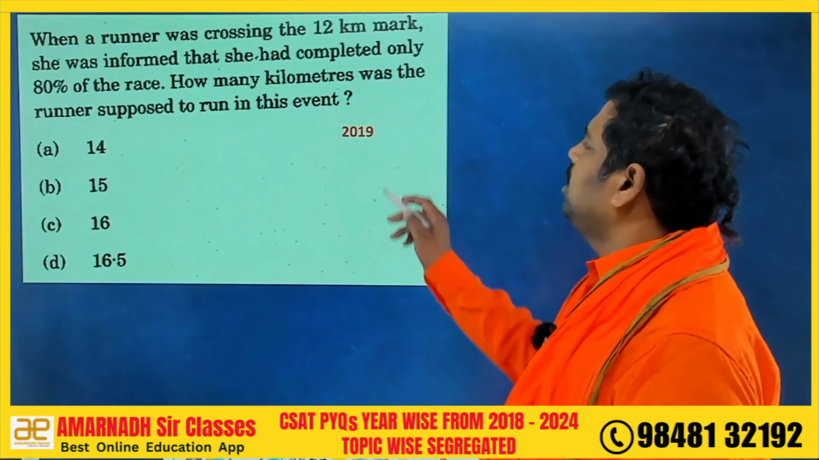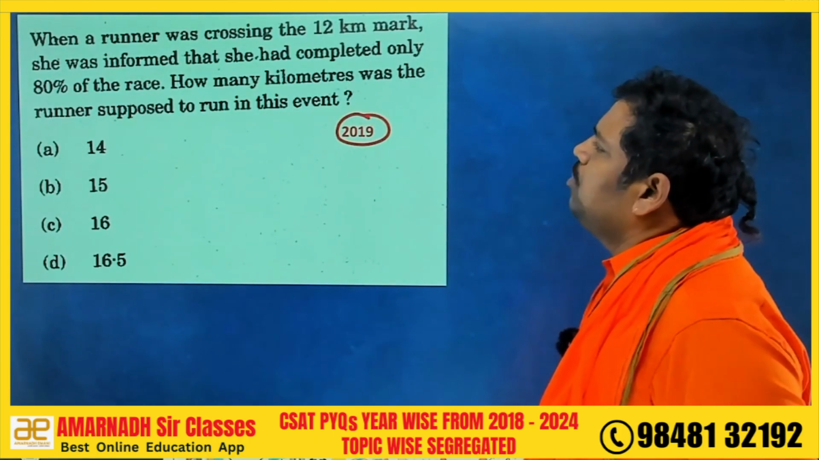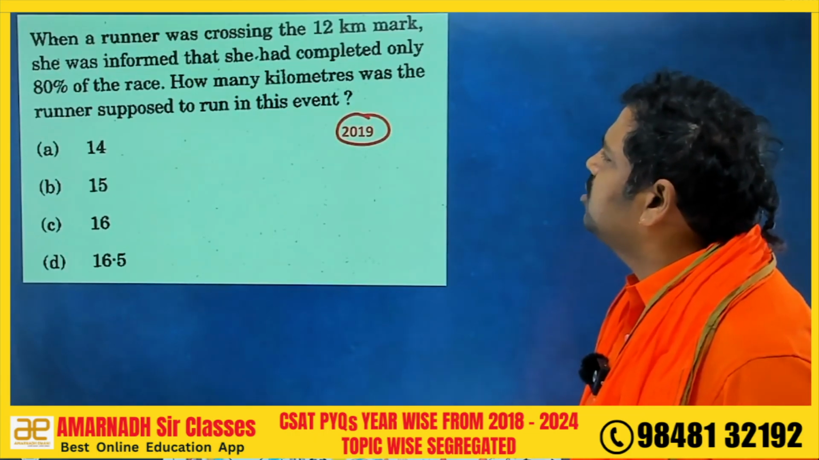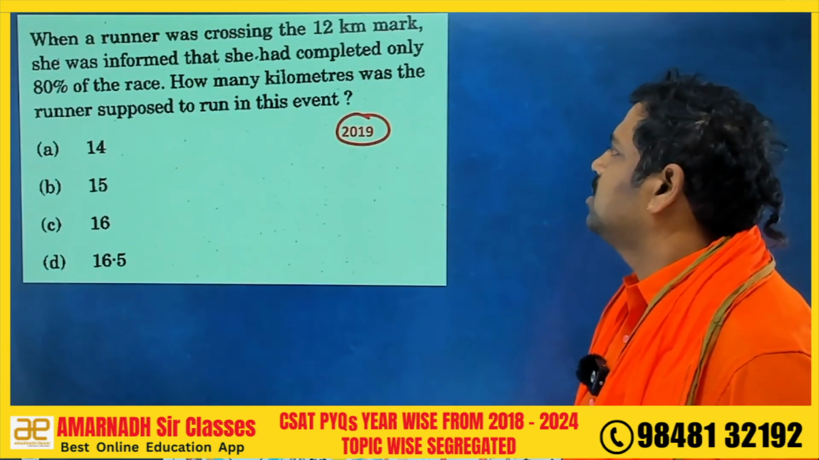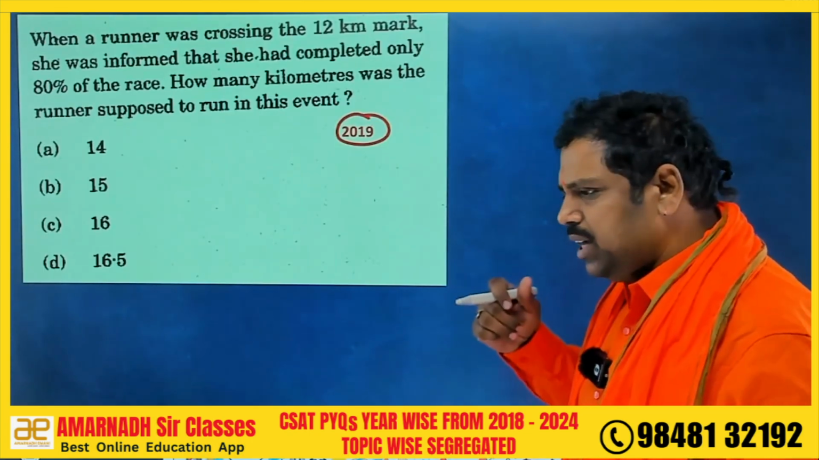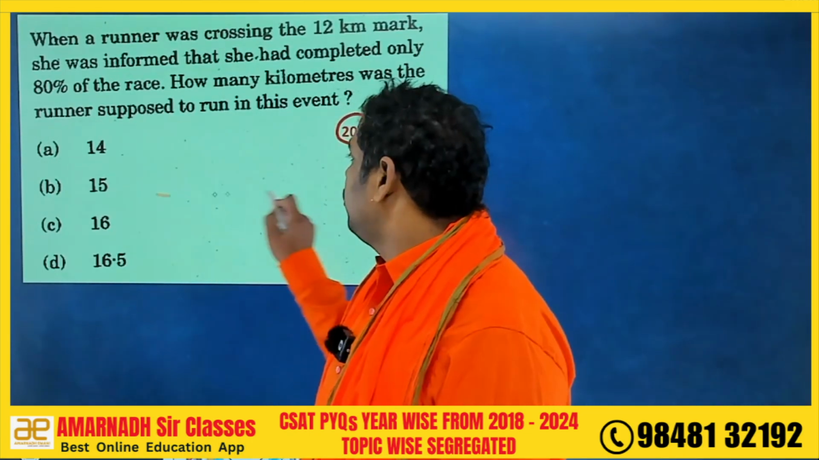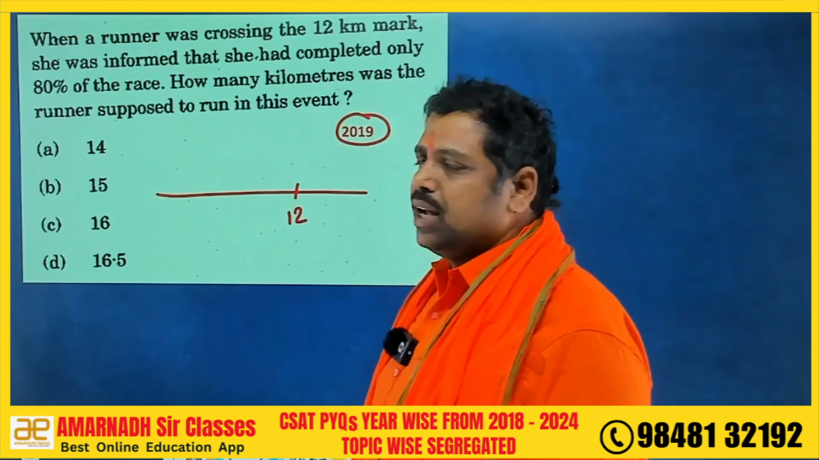This is another question from 2019. When a runner was crossing the 12-kilometer mark, she was informed that she had completed only 80% of the race. Very simple point if you observe. So I am the runner, assume I am running. Don't ask me to run fast. I am running from here to here. I have crossed the 12-kilometer mark.